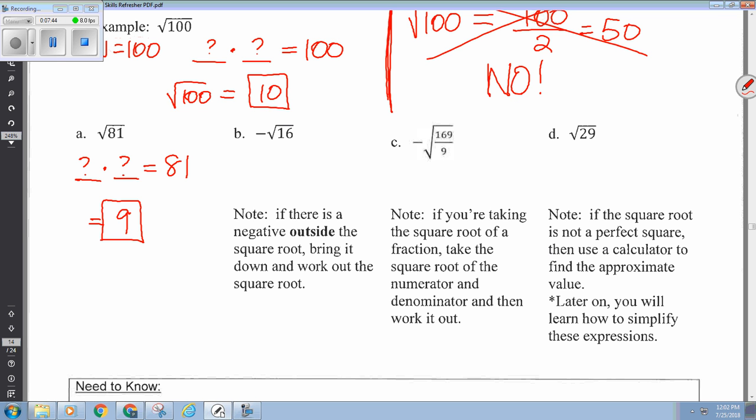Part B, minus the square root of 16. Notice where that negative is located. It is outside the square root. Since it's outside the square root, simply bring it down. The square root of 16, what times itself gives you 16? That's 4. So your answer is negative 4.